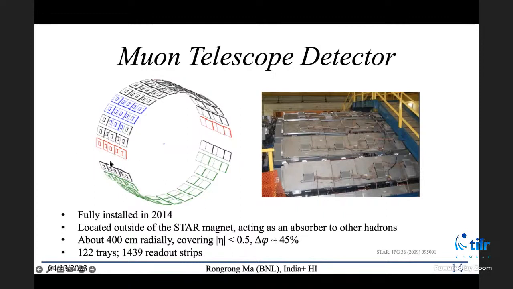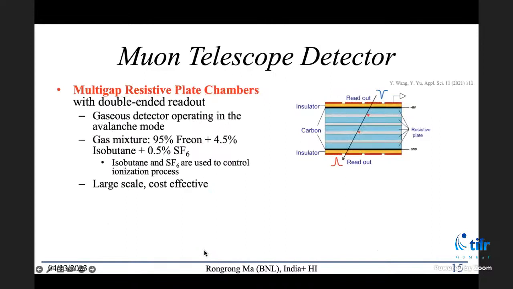You can see we have gaps, and on the bottom we only have 3 trays instead of 5 trays because there's no space to install that many trays. So in total, we have 122 trays, and we have 1,400 readout strips. I will talk a bit more about the readout strips on the next slide.